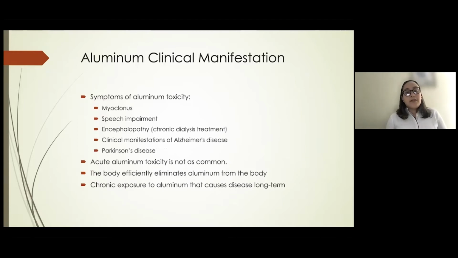So, some symptoms of aluminum toxicity. This is true toxicity, anywhere from myoclonus to speech impairment. Patients in chronic dialysis tend to, a side effect can be encephalopathy. Clinical manifestations: Alzheimer's disease, Parkinson's, dementia, ALS. All of these neurological or neurodegenerative diseases, you want to make sure that you're doing a toxic element panel on them and making sure that it is being assessed and then addressed, right?